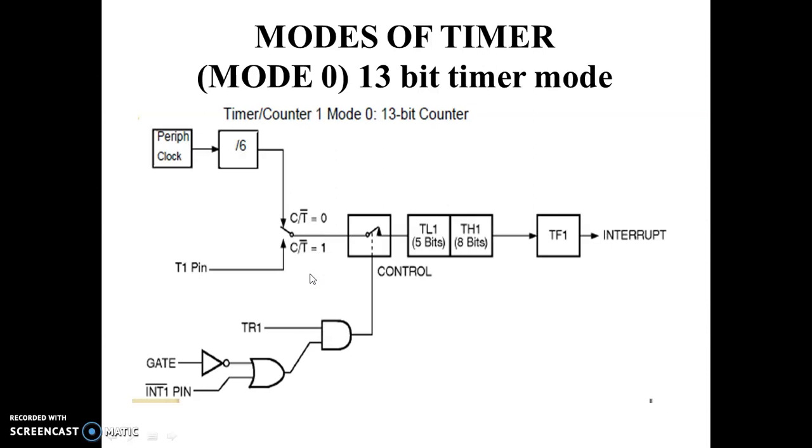Now if we discuss case 2, if TR1 is equal to 1 and gate is equal to 1, and INT1 bar is equal to 1, then we get the output of the OR gate as 1. That is, if gate is equal to 1, then 0 is applied at the OR gate, and INT1 bar is equal to 1, so the output of the OR gate is 1. If TR1 is equal to 1, then timer 1 will be turned on. So this is the explanation of the mode 0 operation.